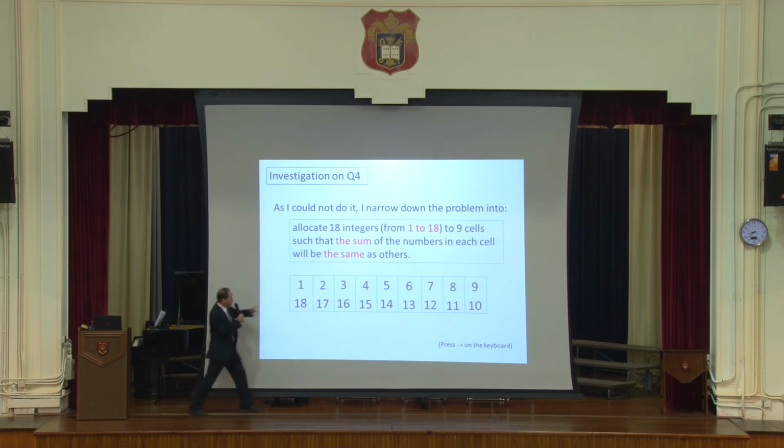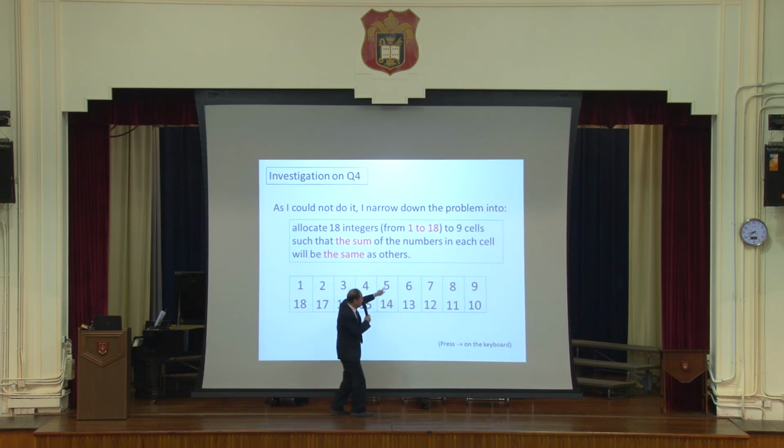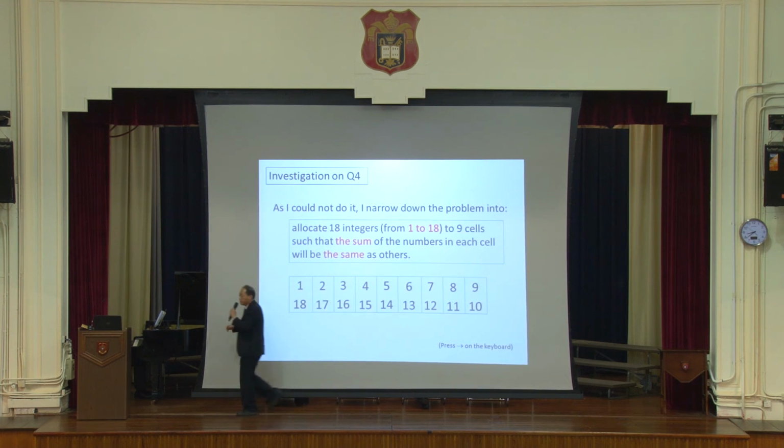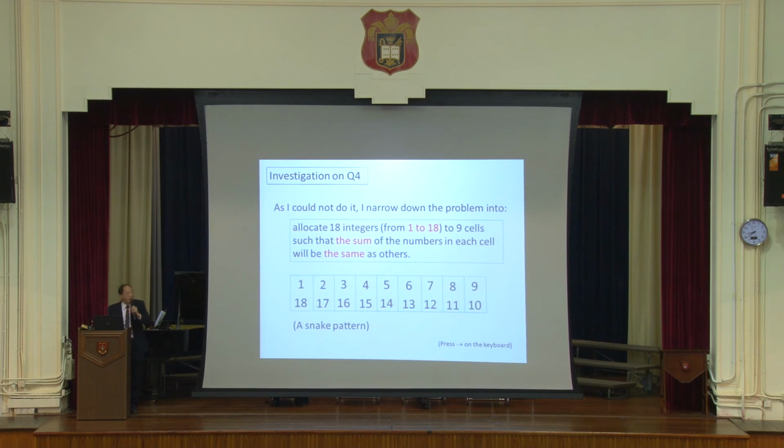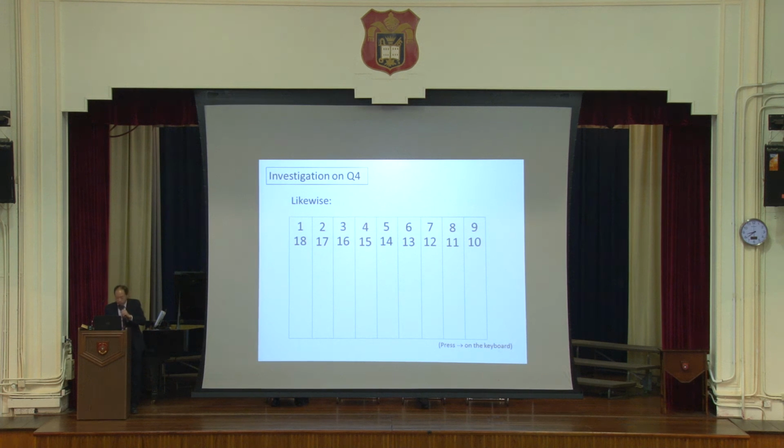So this will be 19, 19, 19, 19, 19, 19, 19, 19, okay? So the sum of the numbers in each cell is the same. Personally, I think it's quite a slick pattern. Now I'm confident that I can arrange the 72 integers into the boxes. I do it this way.